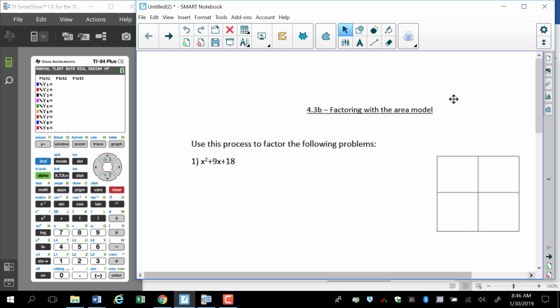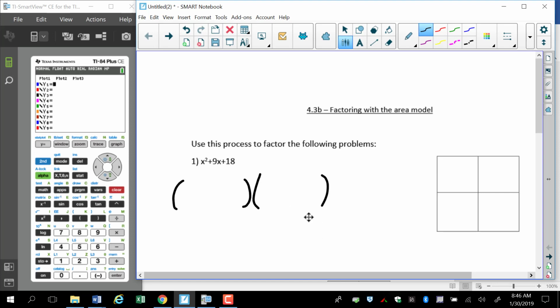But we're trying to get this right here, the x squared plus 9x plus 18. We're going to try to get this into two binomials, so this and this. There's a lot of ways to do this. My preferred method is to show you this with the area model. If you can do this other ways, you're more than welcome to, but I'm going to show you how to do it this way. And it's an important tool for any basic college algebra course.